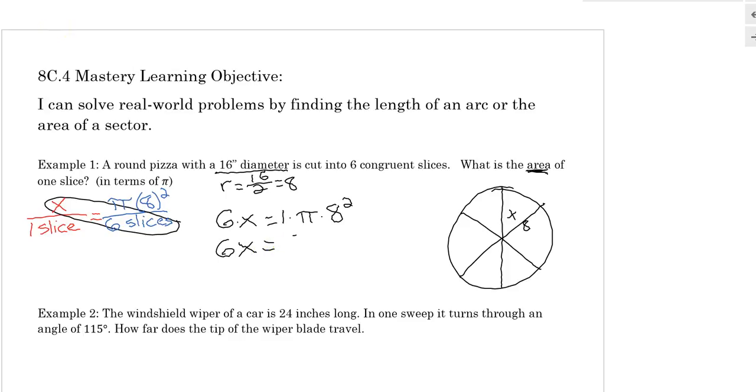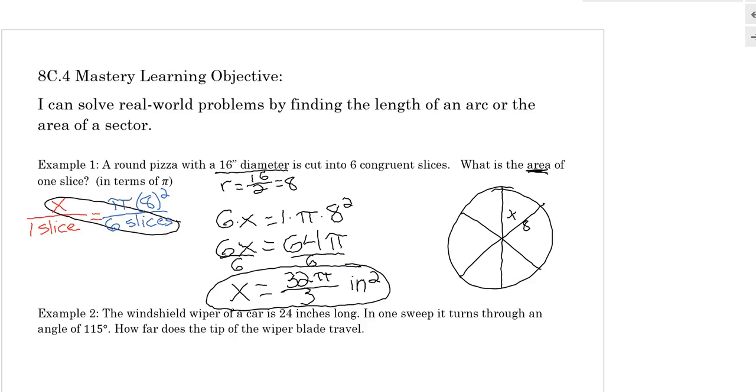One times pi 8 squared is going to be 64 pi. Okay. To solve for x, we're just dividing by 6. 64 divided by 6 is 32 thirds, so 32 pi over 3, and this is in inches squared. Right.